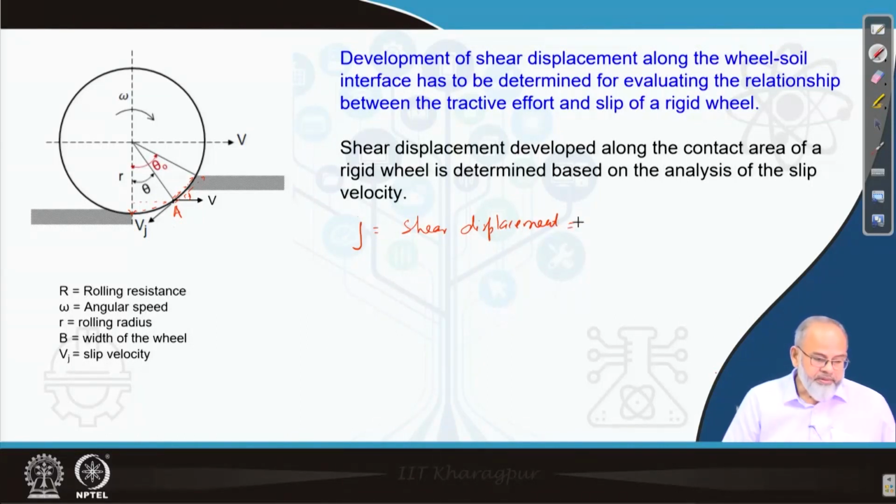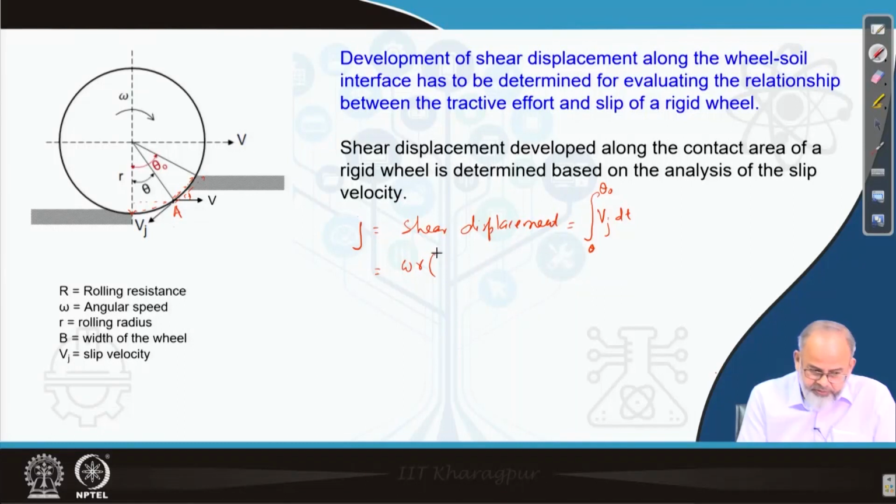Then this can be written as Vj into dt. So if you want to find out for the entire contact area, then this has to be integrated from, say, theta to theta 0 if I am considering from point A. Now Vj we can write as Vj is nothing but your omega r into 1 minus I cos theta into dt.